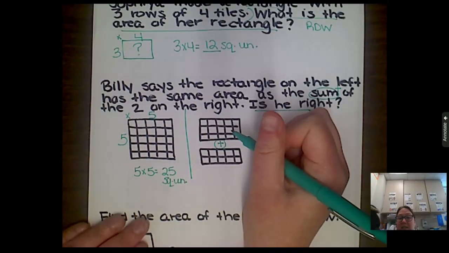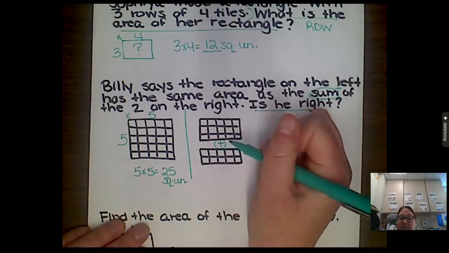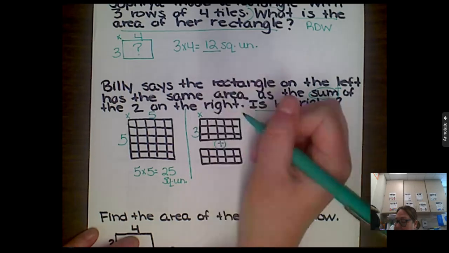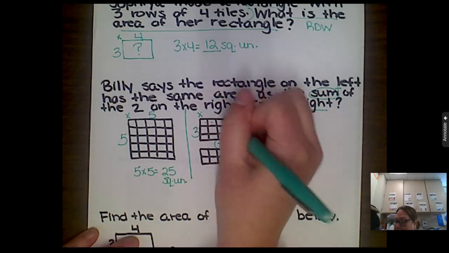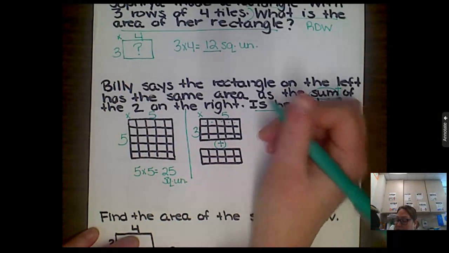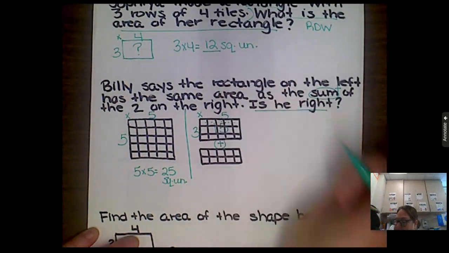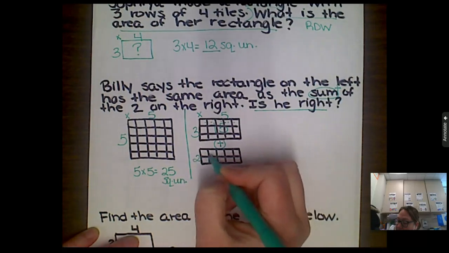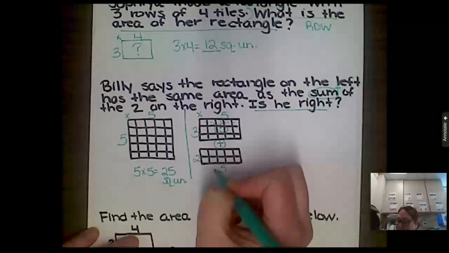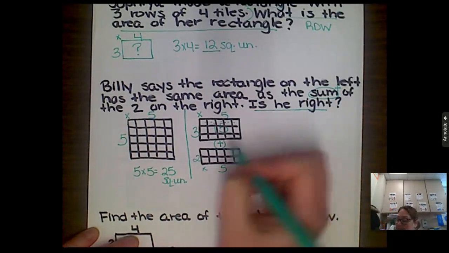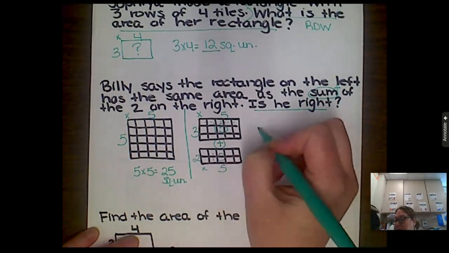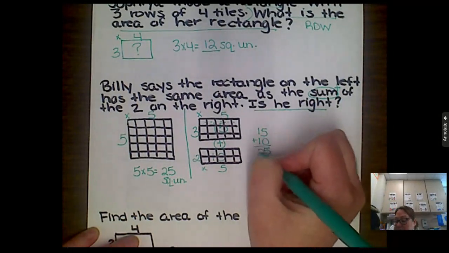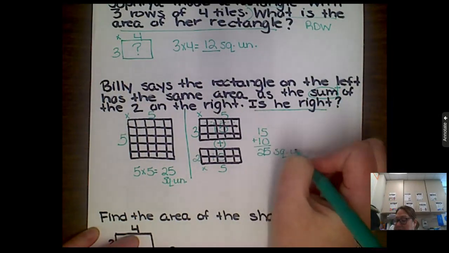Okay, if I look at this one, if I'm going to add these together, I need to see if they're equal to this one. So 1, 2, 3 times 1, 2, 3, 4, 5. So this one equals 15. And this one right here, this is 2. And there is 1, 2, 3, 4, 5 in each row. 2 times 5 equals 10. So that means I've got 15 plus 10 equals 25 square units.